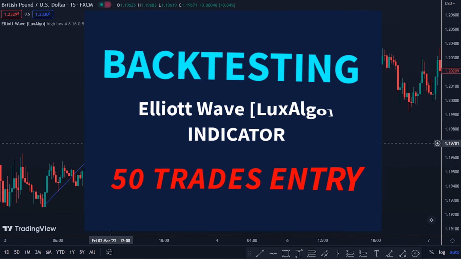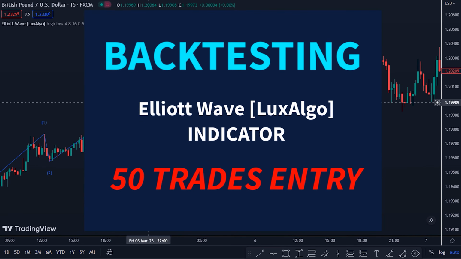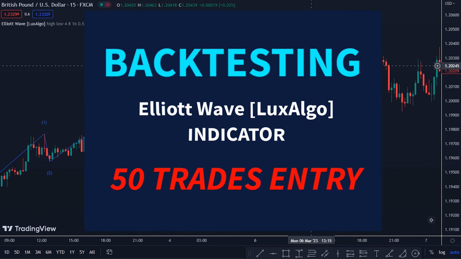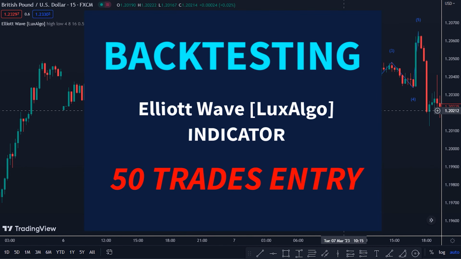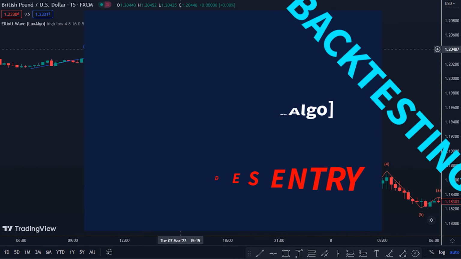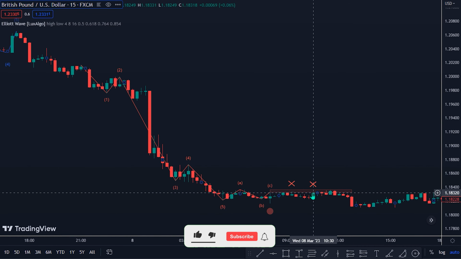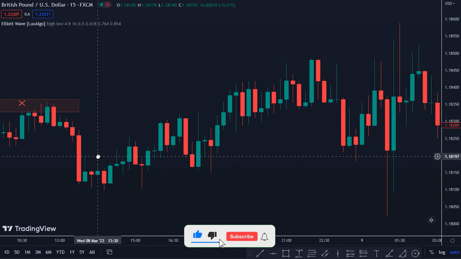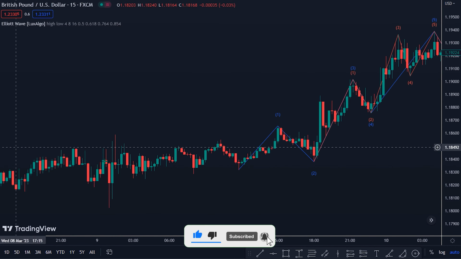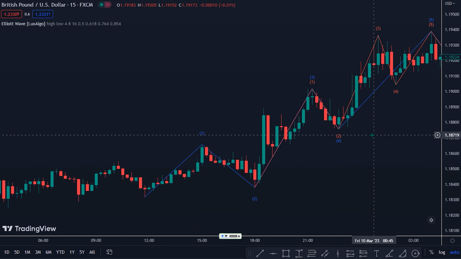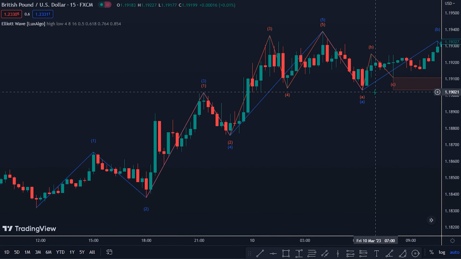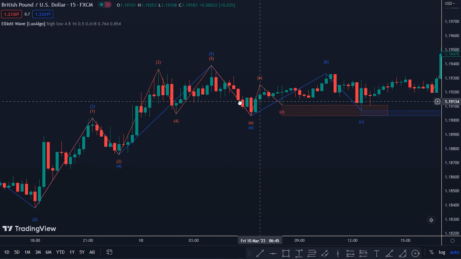In this video, I will backtest the Elliott Wave LuxAlgo indicator to trade reversal and continuation setups in the market. Remember that the Elliott Wave indicator allows users to automatically detect Elliott Wave (EW) impulses and corrective segments on the chart. Make sure to select the EW version by LuxAlgo.